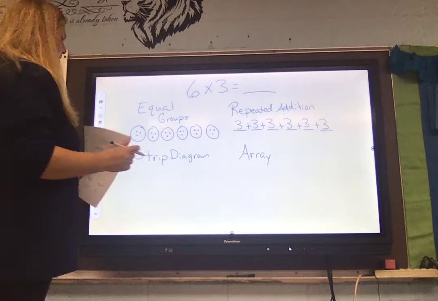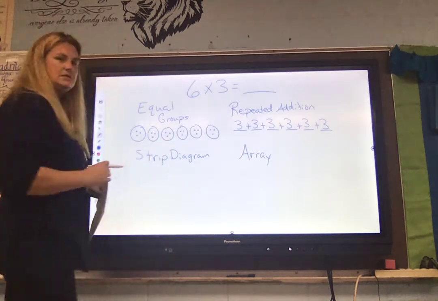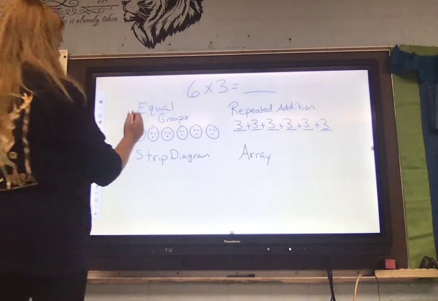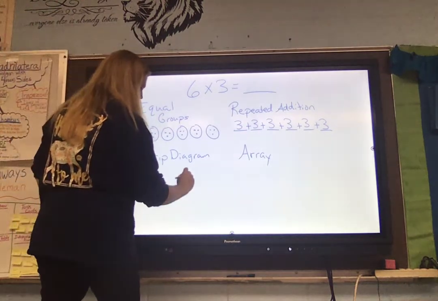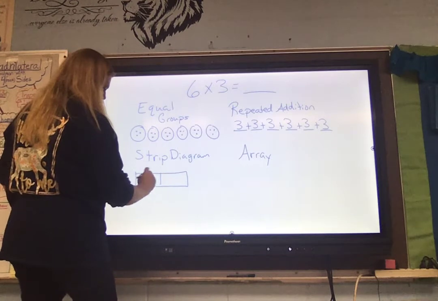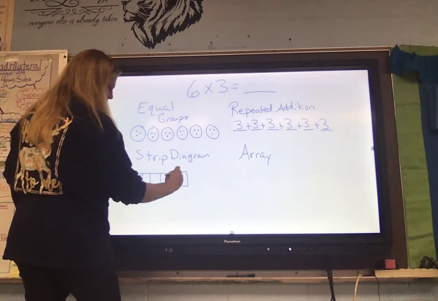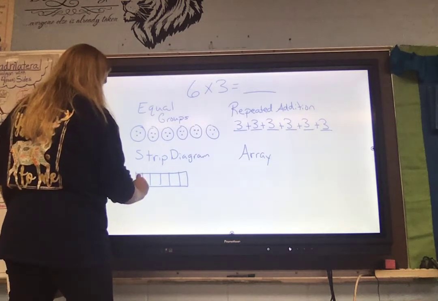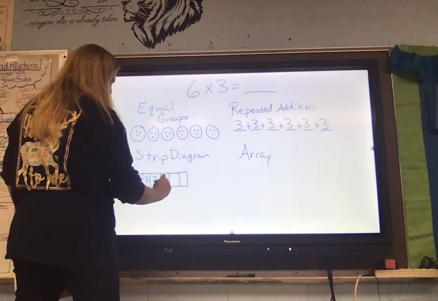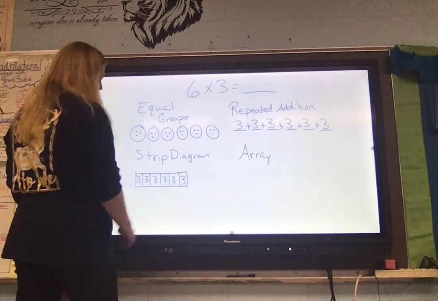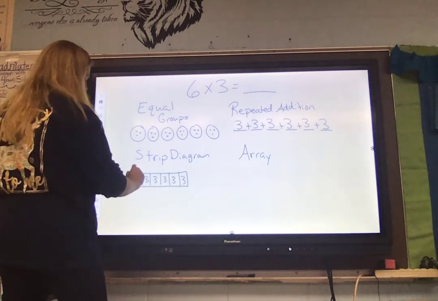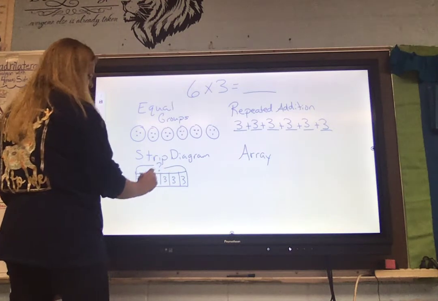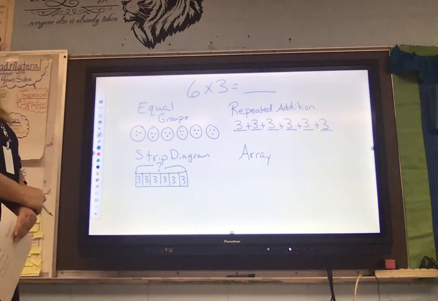A strip diagram is very similar to equal groups, except we're going to do squares. So again, we need 6 groups. There's my 6 groups, or my 6 squares. They're going to put 3 in every group. Instead of drawing dots like on an equal groups picture, they just put the digit 3. To get the answer, they would just put all of those 3's together, and that will tell them their total.